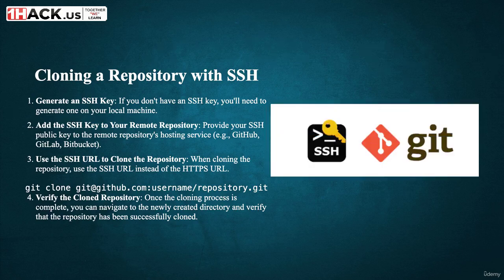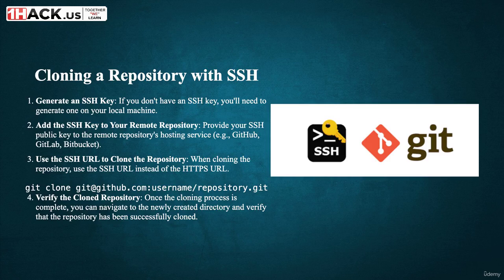In addition to cloning a repository using the HTTPS URL, you can also clone a repository using the SSH protocol. This provides an additional layer of security and authentication, as it uses your SSH key to establish a secure connection with the remote repository. To clone a repository using SSH, you'll first need to generate an SSH key on your local machine if you don't already have one. Once you have an SSH key, you'll need to add the public key to the remote repository's hosting service, such as GitHub, GitLab, or Bitbucket.